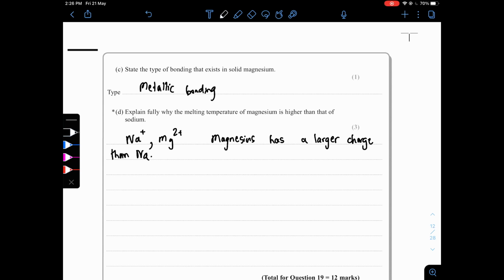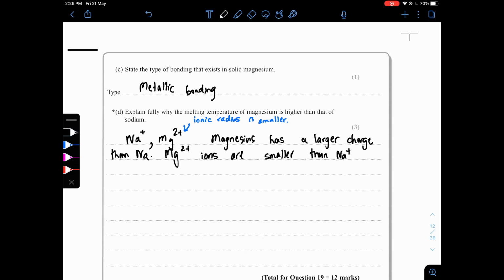And then what can we say? We can also say, because this is a 2 plus charge, we know that its ionic radius is going to be smaller. Now, because we know that, we can conclude that Mg2 plus ions are smaller than Na plus ions, right? Because they have a larger ionic charge and more protons, so they pull more towards the nucleus.